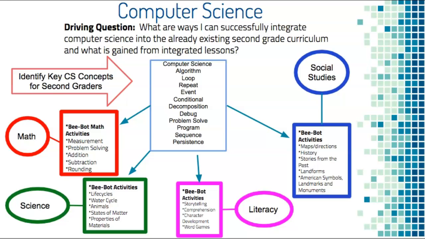The driving question is, what are ways I can successfully integrate computer science into the already existing second grade curriculum? And what is gained from integrated lessons? In the center are the key computer science concepts young learners work on. And surrounding the organizer are the different subject areas where I am trying to incorporate those computer science words.